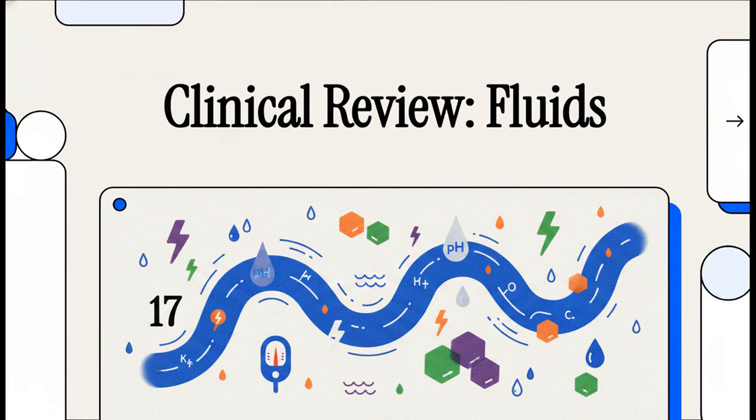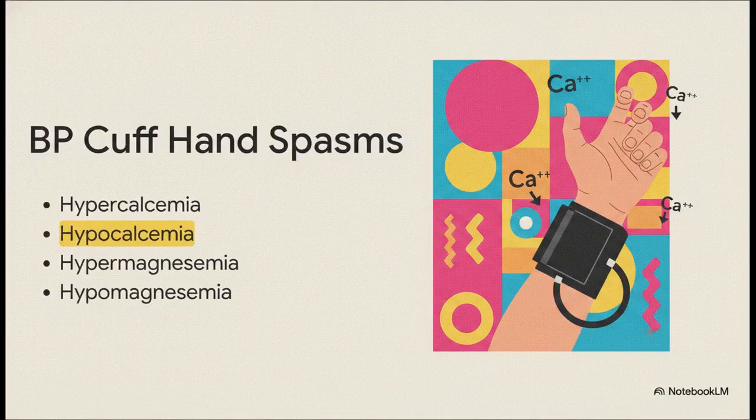All right, let's dive straight into today's clinical review covering fluid, electrolyte, and acid-base physiology. We're picking up the pace and jumping immediately into question 17. So, question 17 gives us a patient who develops hand spasms when a blood pressure cuff is inflated.